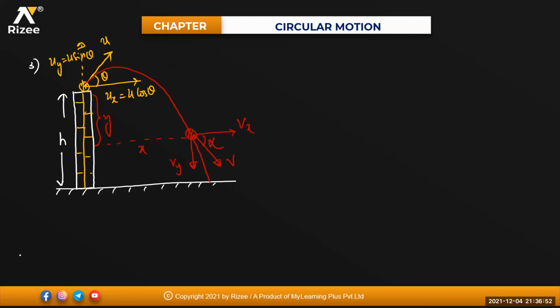See here. Body is projected at an angle theta with horizontal. Horizontal component of the velocity is ux, that is u cos theta. Vertical component of the velocity is uy, that is u sin theta. Now see here, sign convention. I'm writing it in detail.